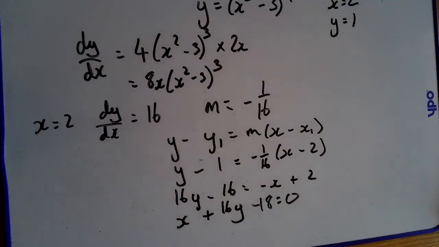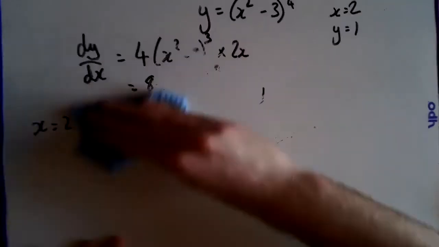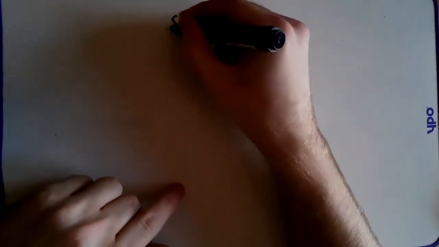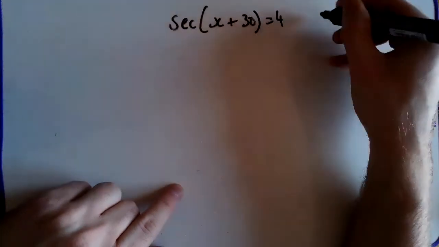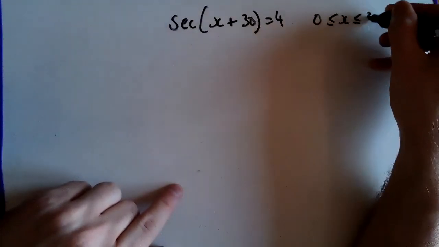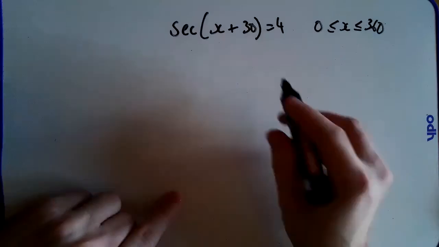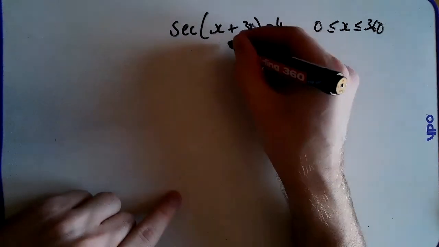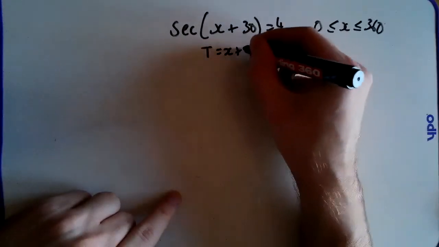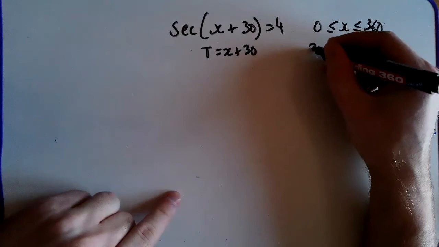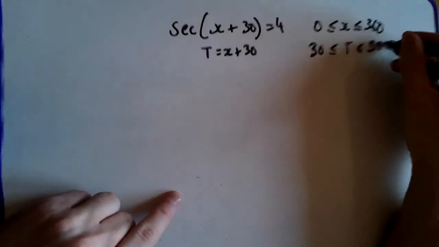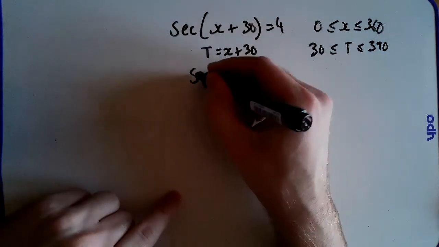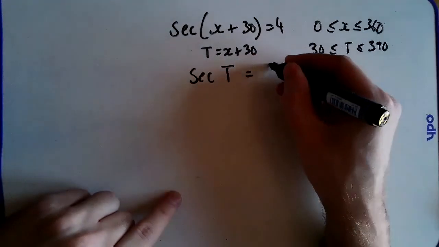is another trig one. So we're solving sec of (x add 30) equals 4 between 0 and 360. Well, let's change this into a different order. So I want to call that t. And so t goes between 30, just add 30, and 390, again, just add 30. So sec t is 4.